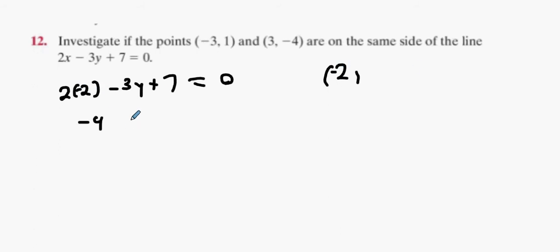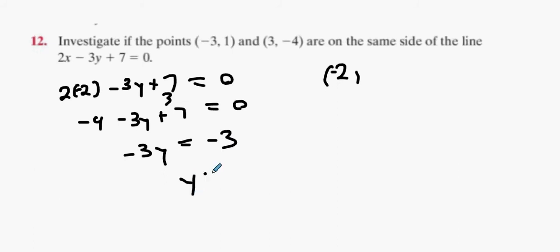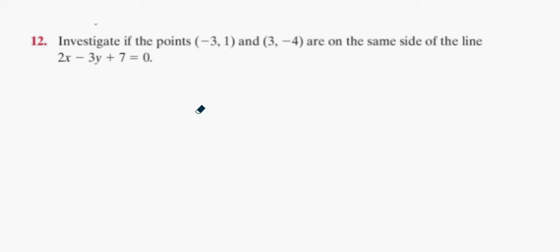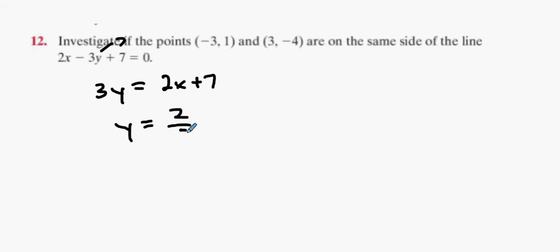It's minus 4 minus 3y plus 7 equals 0. And then we can get minus 3y equals 3, and then y equals minus 1... y equals 1. So that'd be the point minus 2, 1. In fact, lads, a lazier, better way of doing this would be something like this. Get y on its own, and you get 3y equals 2x plus 7. Divide by 3, and you get 2 over 3 x plus 7 over 3.